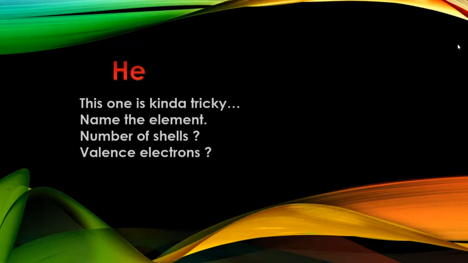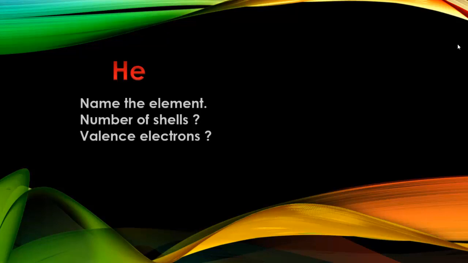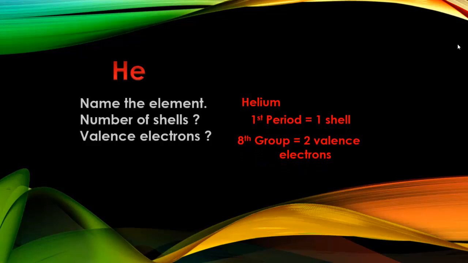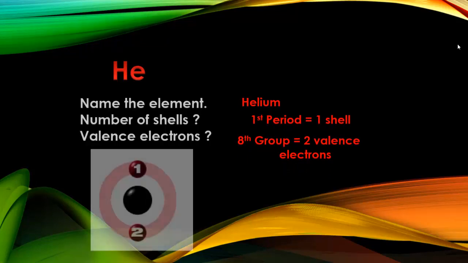And this is the last one. This one breaks the rule. Helium is the name of the element. So if you want to pause the video to give this one a shot, feel free. Helium is in group 18 or 8, but it's only the second element. So because of that, the only electrons that it has available are 2. So that means helium, which is in the first period, has 1 shell, and it has 2 valence electrons. This is the one that breaks the rule.